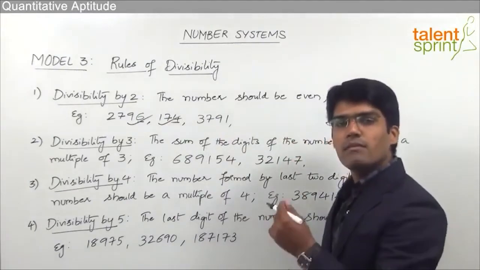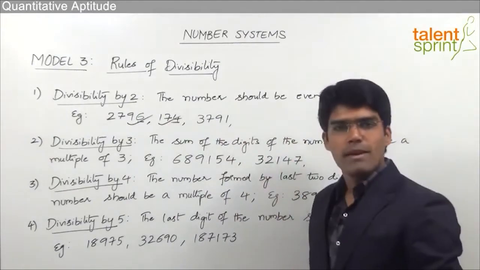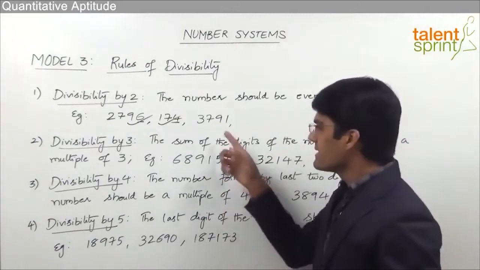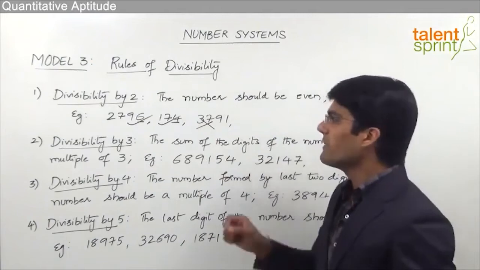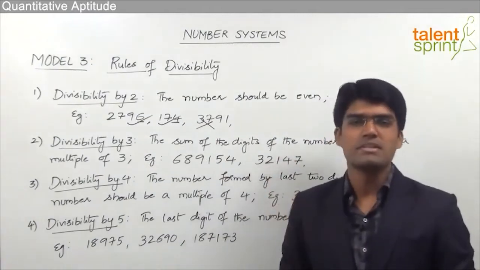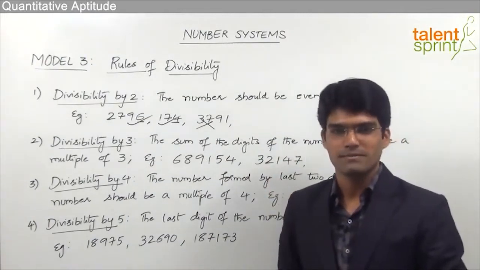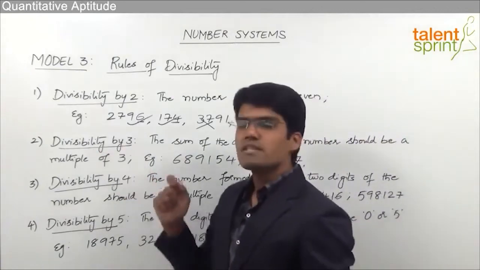And very clearly we know that for a number to be divisible by 2, it should be even. And since it is an odd number, we can say that this is not divisible by 2. So this is how we can verify the divisibility by 2 by simply checking the last digit of the given number. The next one here is divisibility by 3.